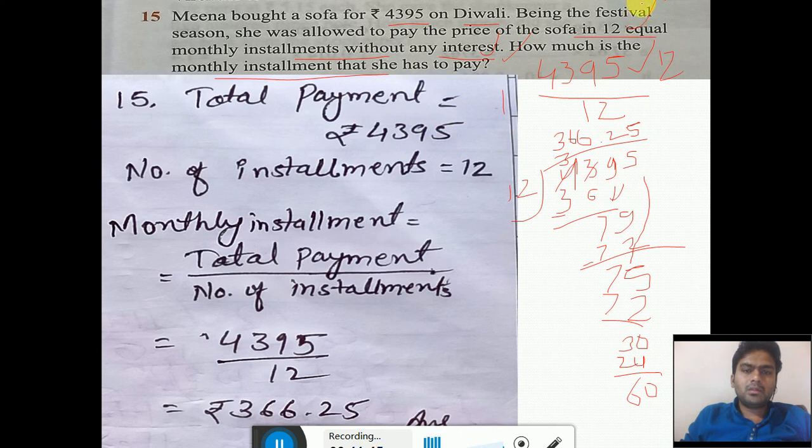So here is the solution. Number of installments is 12. Monthly installment equals total payment upon number of installments. So we will get the answer 366.25. So this is the solution of exercise 3C.